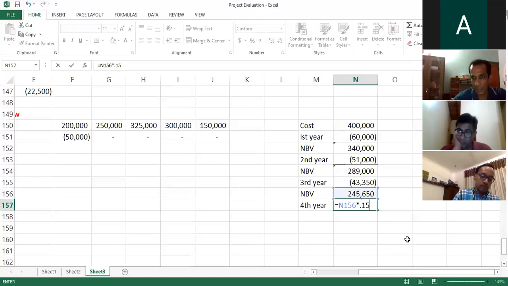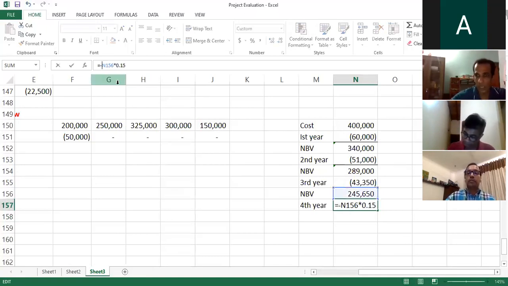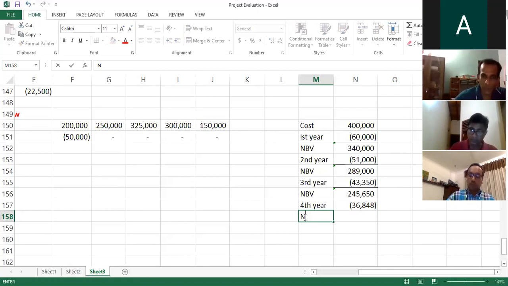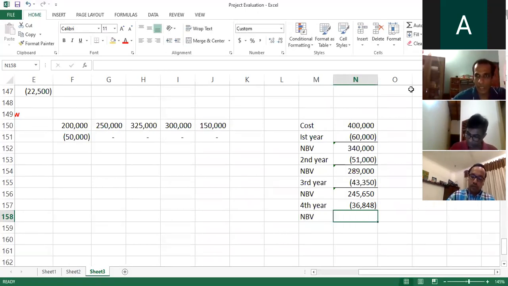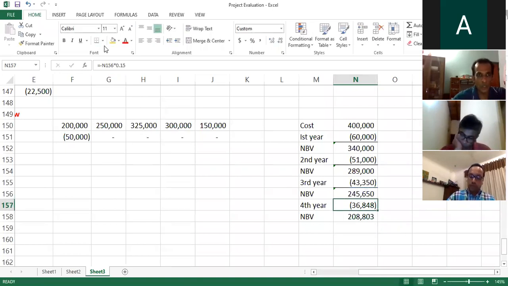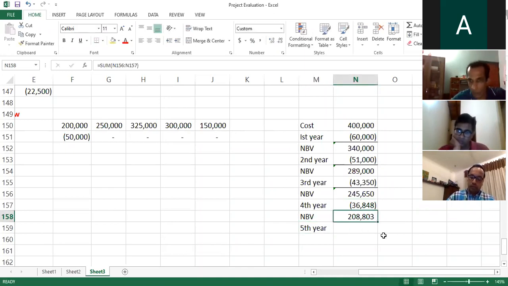That is 36,847.50. We'll use 36,848. And the net book value at the end of the fourth year is 208,802. Then we can calculate the depreciation for the fifth year, based on 208,802.